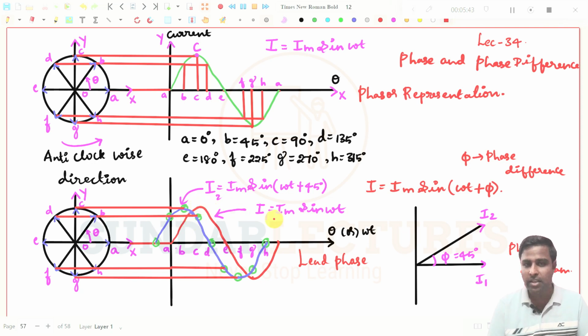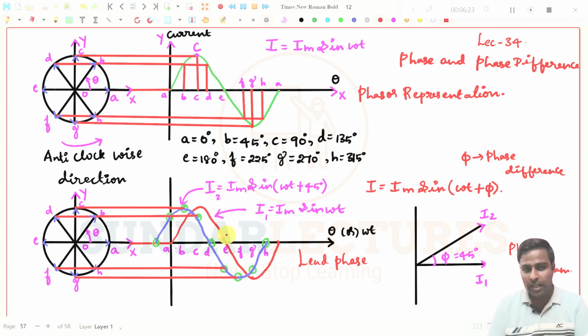Reaching the maximum point for I1 will be this point, and for I2 this point. What is the difference between these 2 points? That is nothing but 45 degrees, which means the I2 phasor will get its maximum value before the reference phasor by 45 degrees. And also you see at this point the reference phasor is getting to 0, and 45 degrees before, the I2 phasor will get to 0.